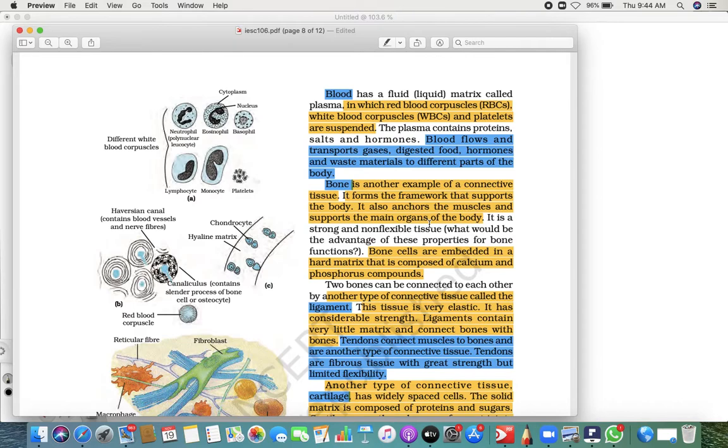So when you do gym and all, the muscles get improved. Between muscle and bone, there is something called tendon.